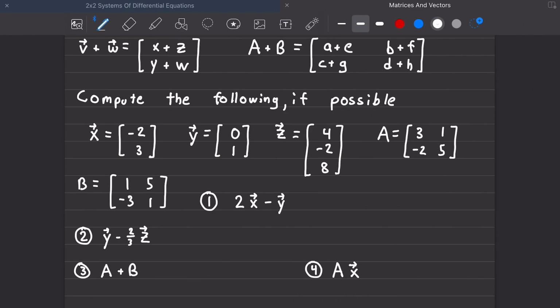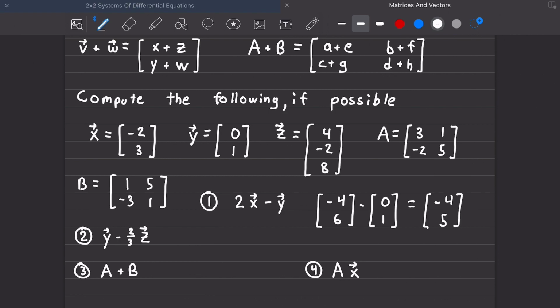So the first one, we're going to be multiplying the vector x by 2 and then subtracting y. So let's first do multiplying by 2. So we have 2 times -2, -4, and then 2 times 3 is 6. And then we're going to subtract y, which in this case is just going to be 0, 1. And when we compute that, our answer is going to come out to -4, 5.